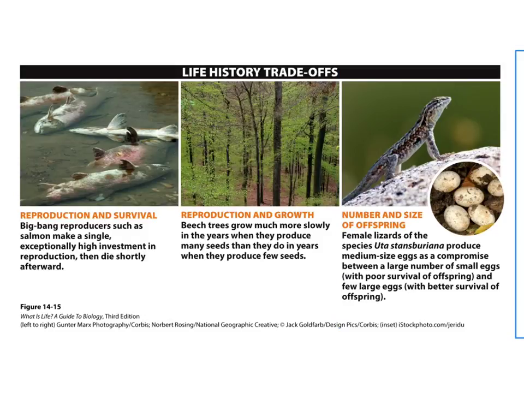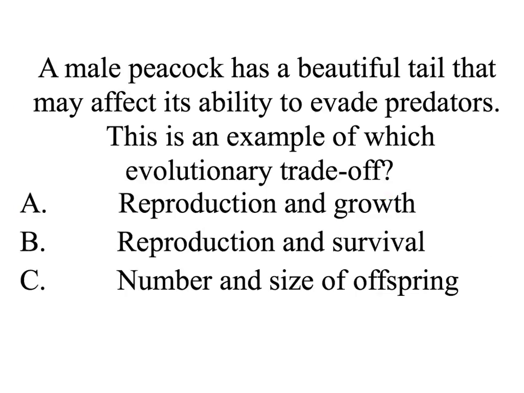We also see trade-offs in the number and size of offspring. Medium-sized eggs in lizards are often preferred and selected for. Smaller eggs can be produced in higher numbers, but there is a poor survival rate of the offspring. Large eggs can only be produced a few at a time, but they have a better survival rate of the offspring. So medium-sized eggs are a trade-off between these two strategies. With medium eggs, you can have a good number of eggs, and you have a better chance of survival than with tiny eggs. Here's a practice question.